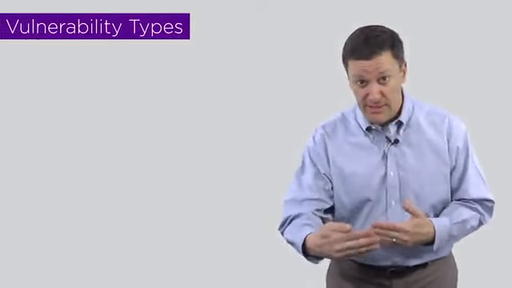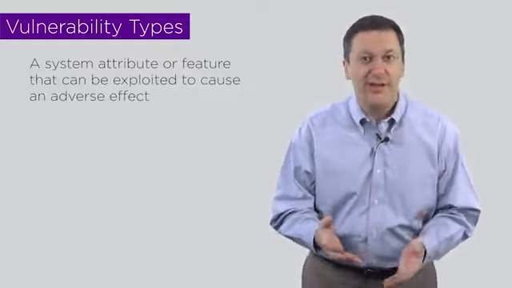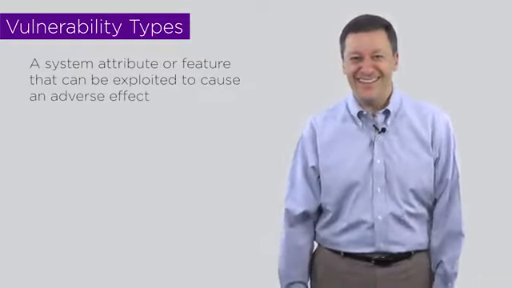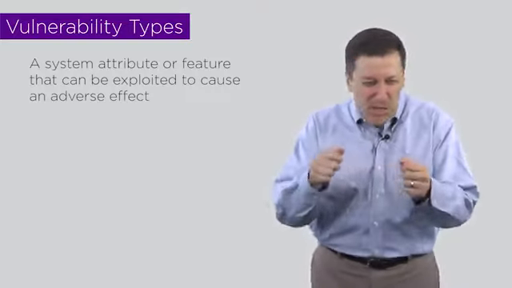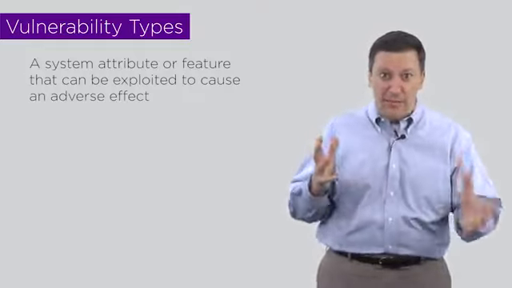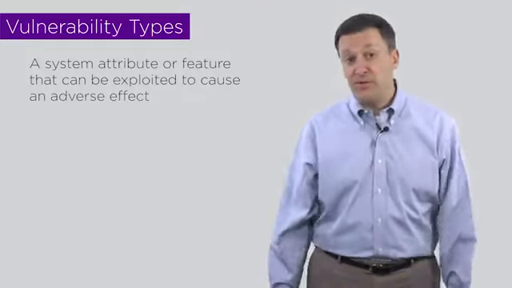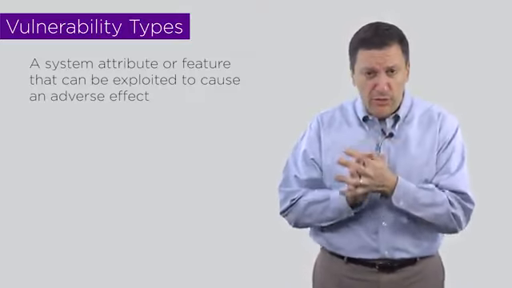Now, the definition of a vulnerability is a system attribute or feature that can be exploited to cause something bad to happen. Not exactly the most technical definition, but you get the idea. Like if there's a bug in a system and I go, oh my gosh, I can exploit that to cause something bad, then we call that a vulnerability. It turns out there are going to be 4 types of vulnerabilities. So let's go through them.